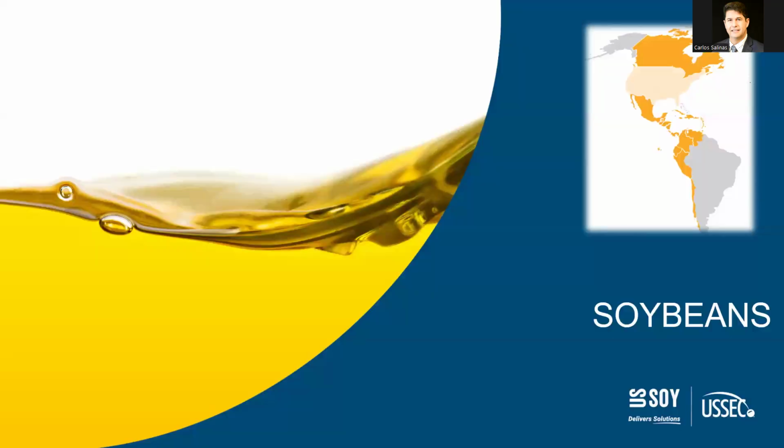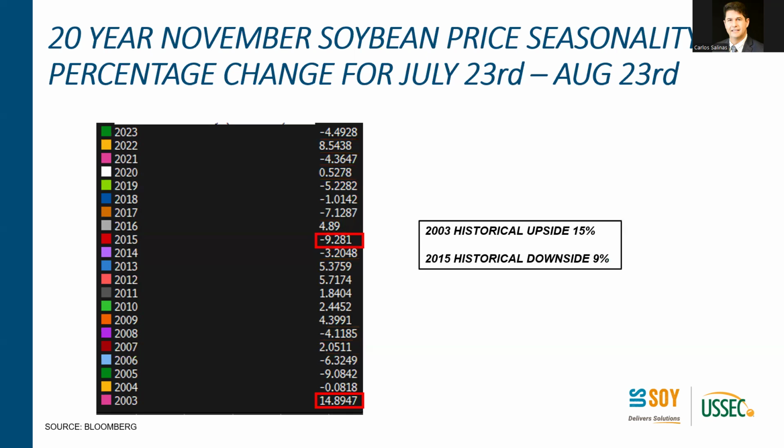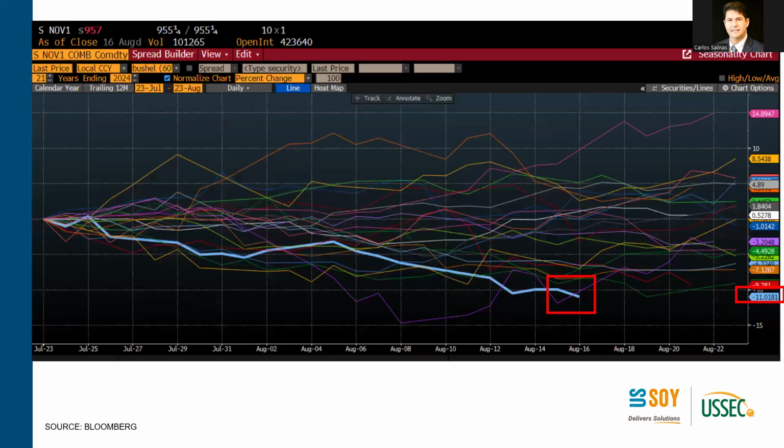Soybeans, we see 4 weeks ago, we said there was very little seasonality. Prices for this time window, again, between July 23rd and August 23rd, had gone up 50% of the time, and they had gone down 50% of the time. And we knew the ranges for this time window, prices had gone up as much as 15%, and they had gone down as much as 9%. Soybeans are breaking that range today. They just were down 11%.